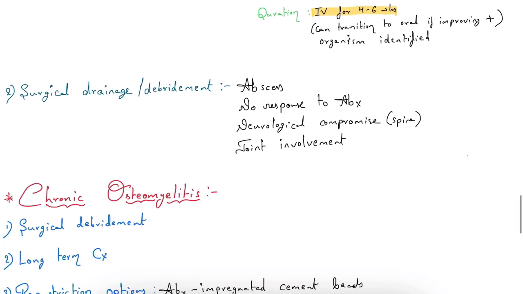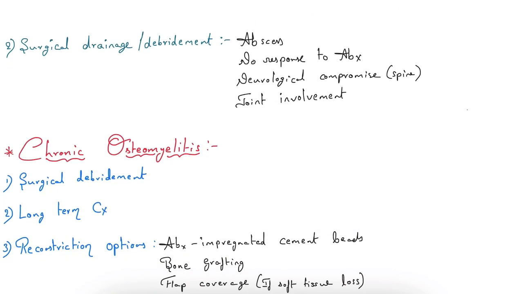Next, second one, we can do surgical drainage or debridement. If you are seeing pus, or no response, meaning the antibiotic is not working and the body is not reacting to the antibiotic, then we have to do surgical drainage. We also have to check whether any neurological compromise is there or not. In the spine, we have to do surgery, and we have to check for joint involvement also.